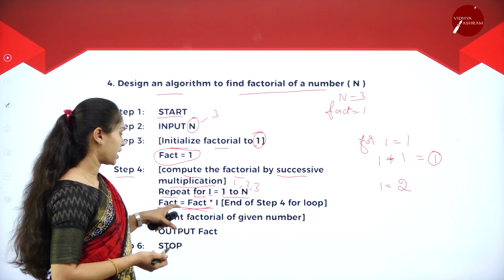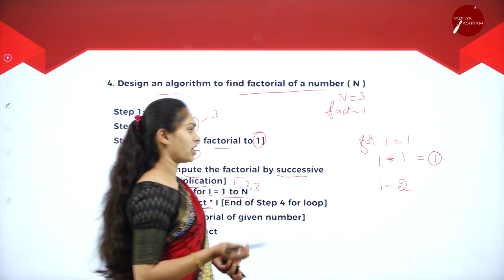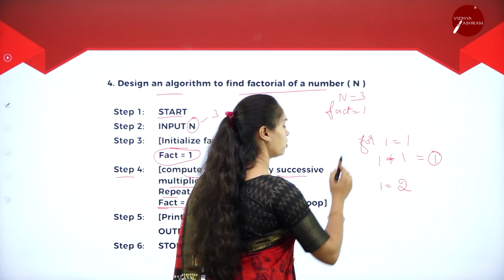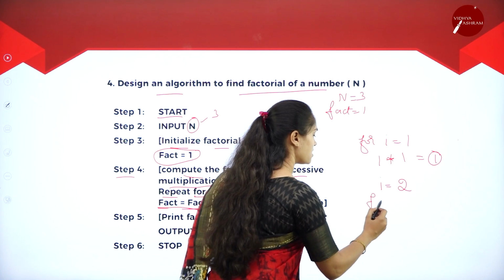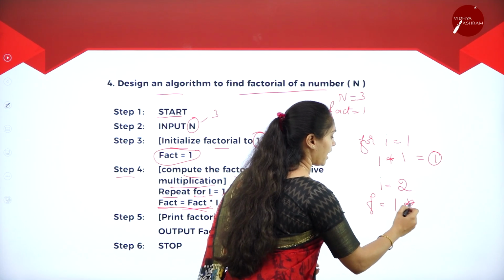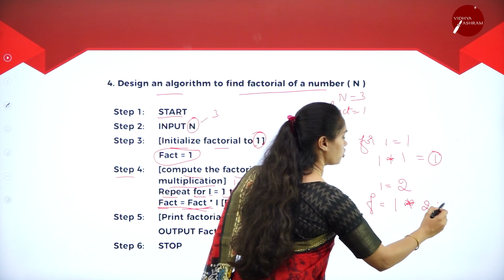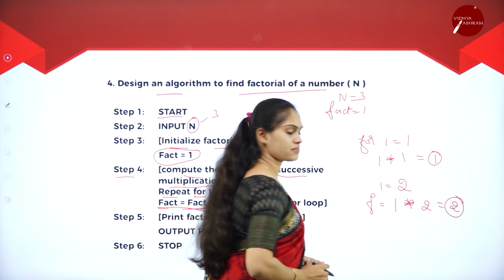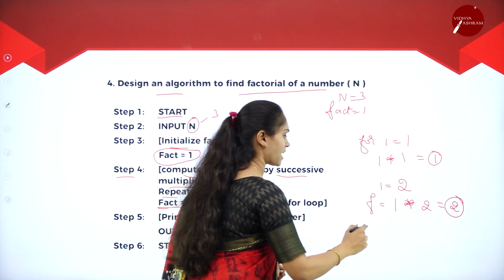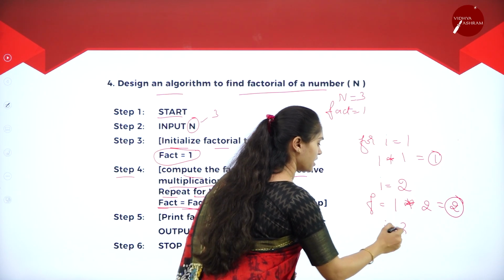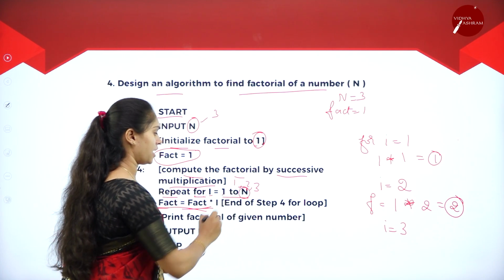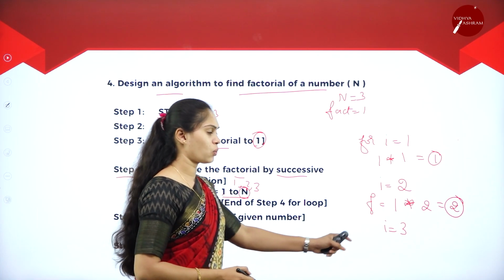Okay. So fact is equal to fact into I. Now we know what the I value is right now: 2. So what is the fact value? 1. So fact is 1 into I, which is nothing but 2. So 1 into 2 will be 2. Okay, so this is when I is equal to 2. Next I am going to increment I by 1, so I becomes 3, because I have a limit, that is n is 3. So I am going to take I equals 3.